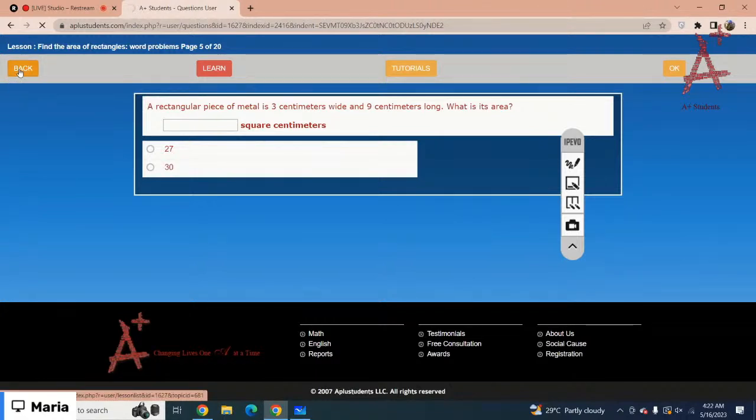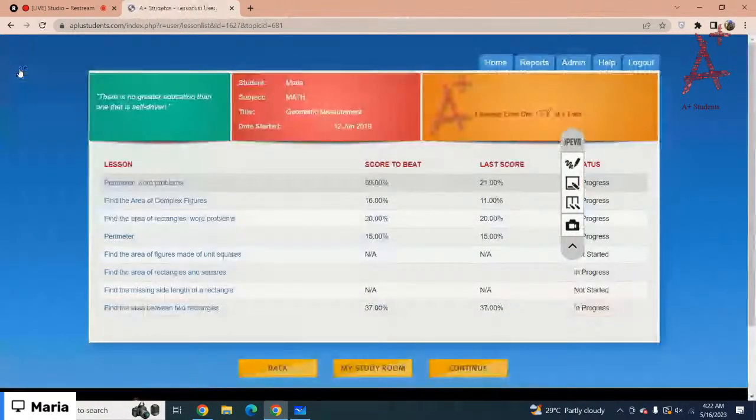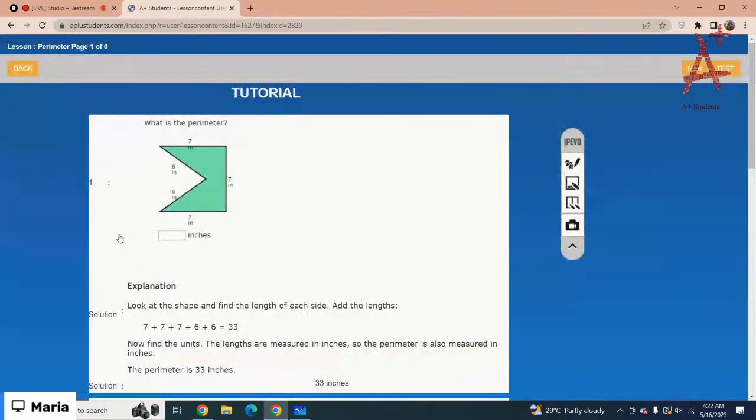And the next lesson is perimeter. We also learned what is perimeter. Whenever you have to calculate the perimeter, you just have to add all the side lengths. Like for this shape, you have to add all the side lengths. It has 1, 2, 3, 4, 5 sides. Just add the sides. It would be 7 plus 7 plus 7 plus 6 plus 6. So it makes 33. That means the perimeter of this shape is 33 inches. Got it?